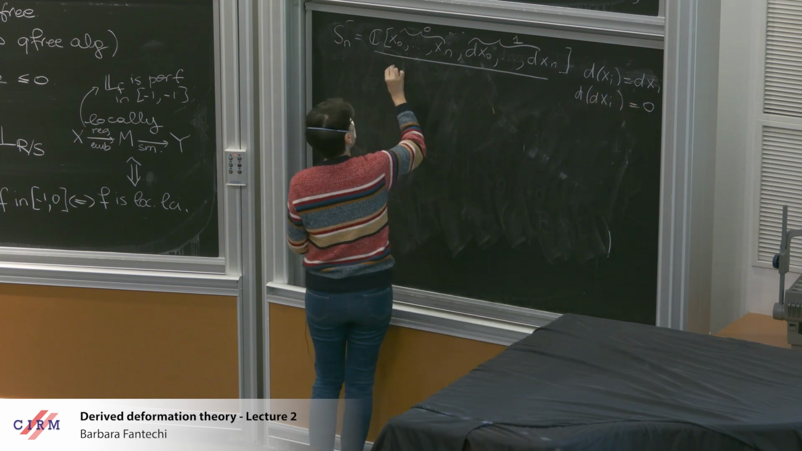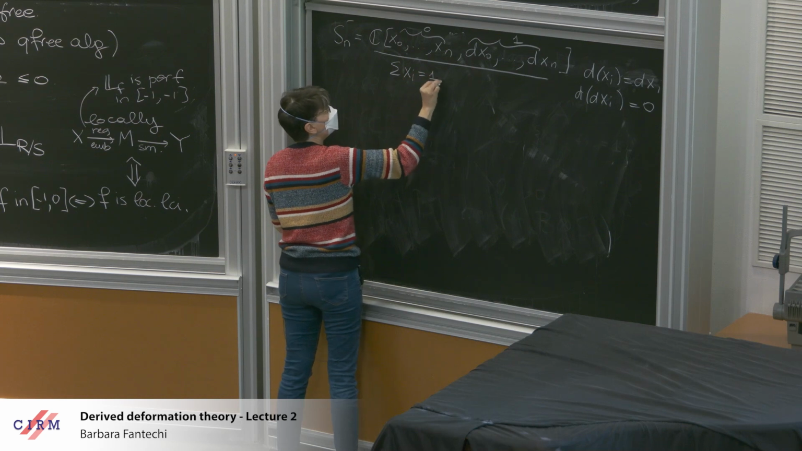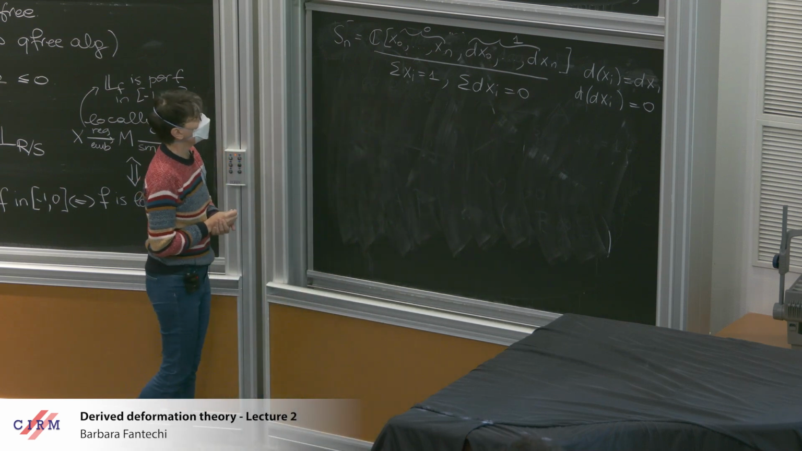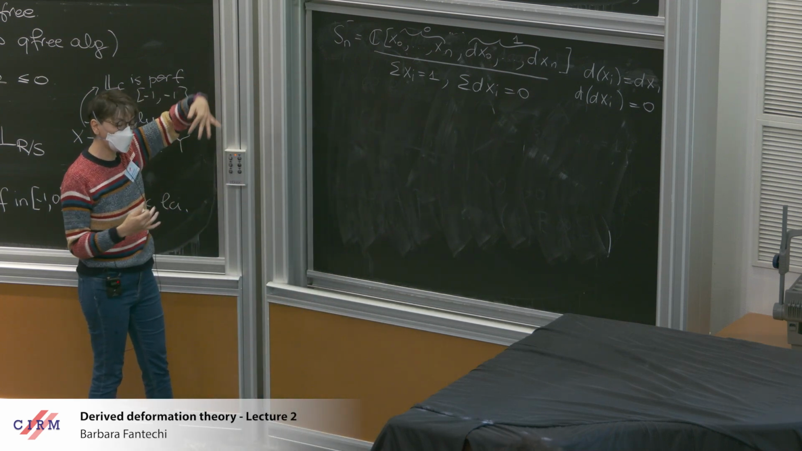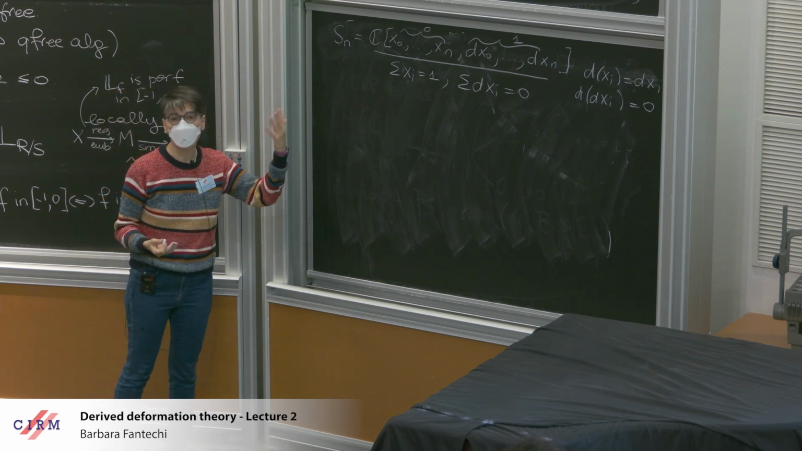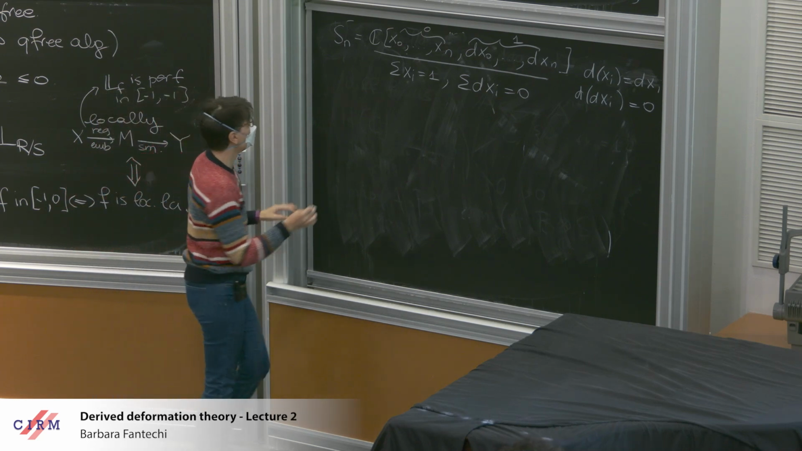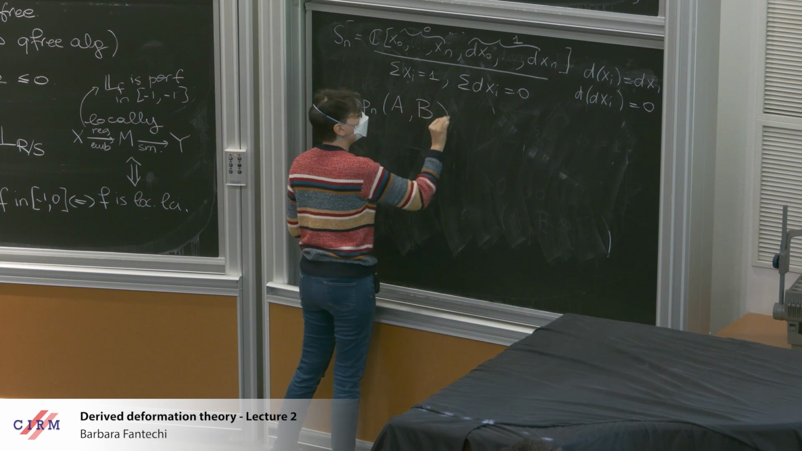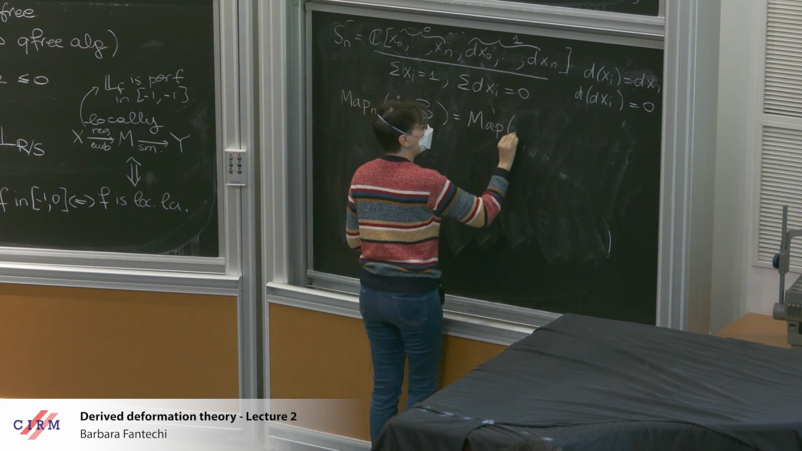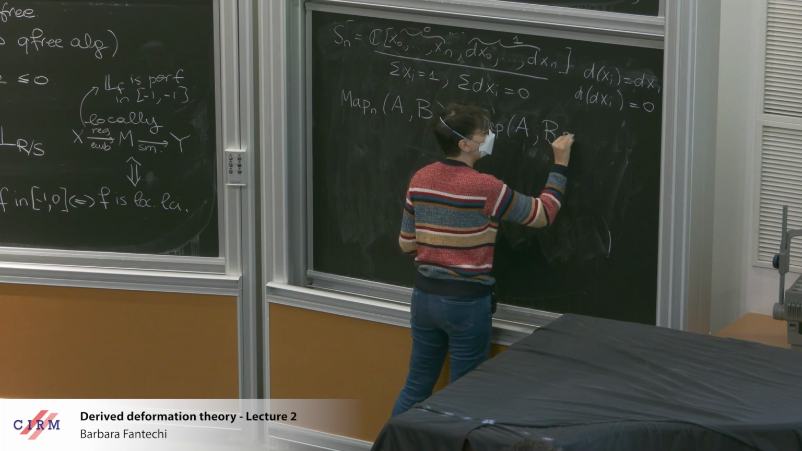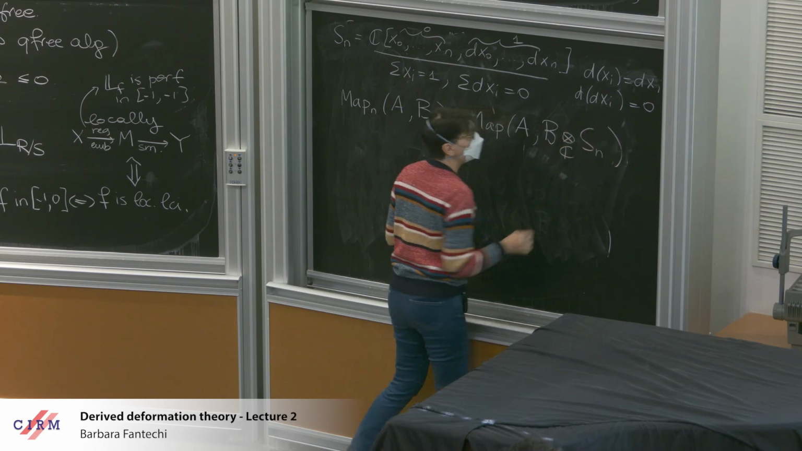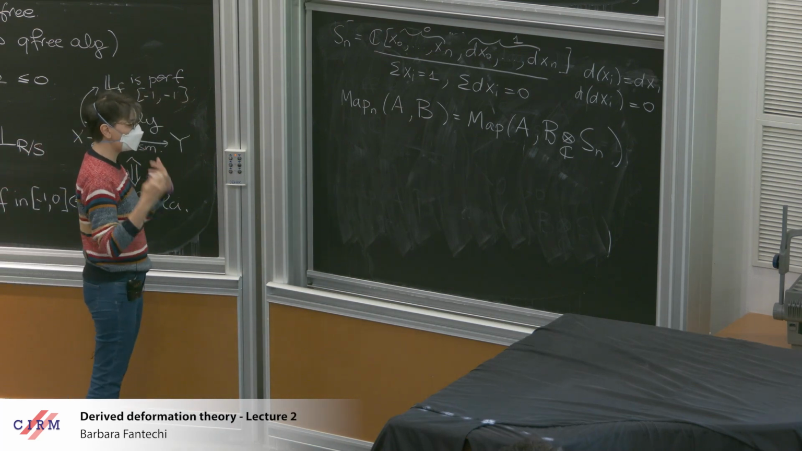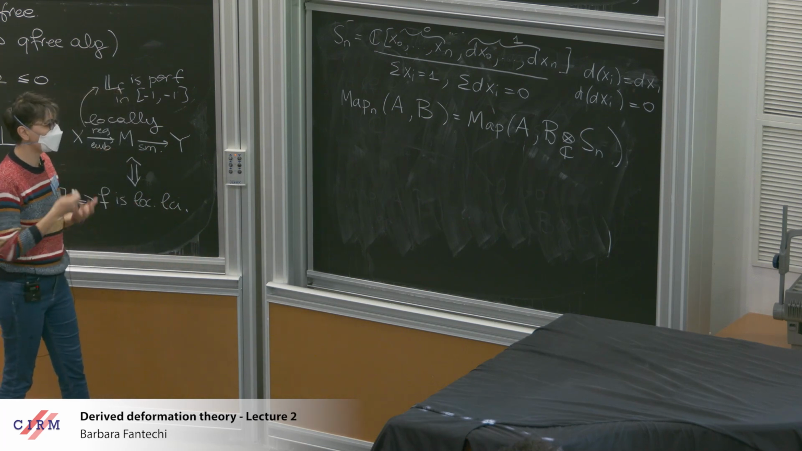And then I have this, and I have this. And this has all the maps that simplices have, only in the other direction, of course. And so now you have an n-map from A to B. It's just a map from A to B tensor S_n.